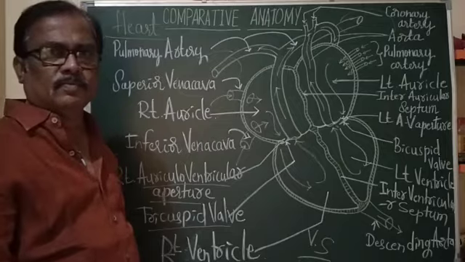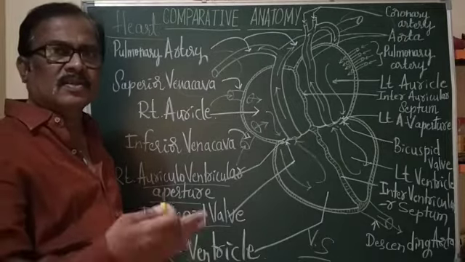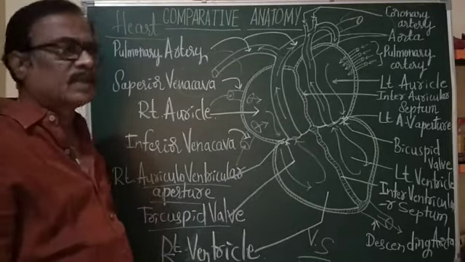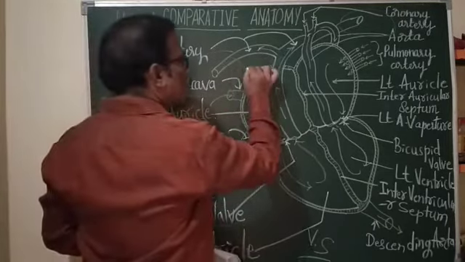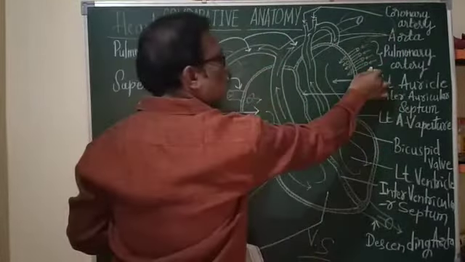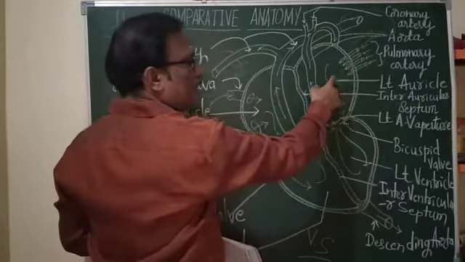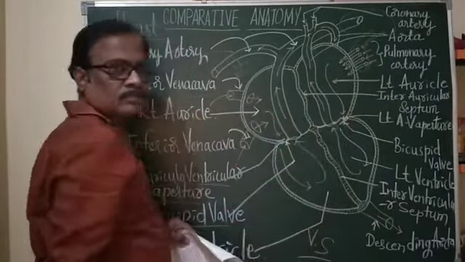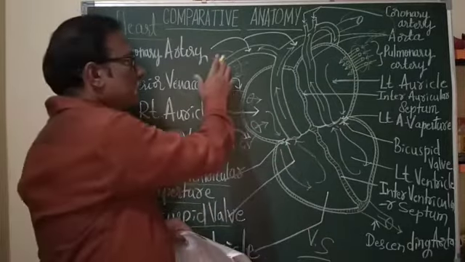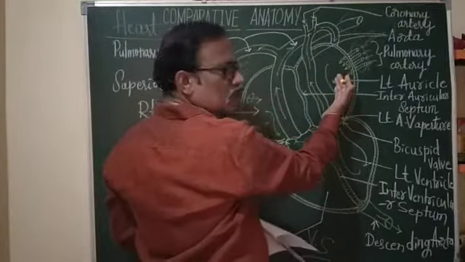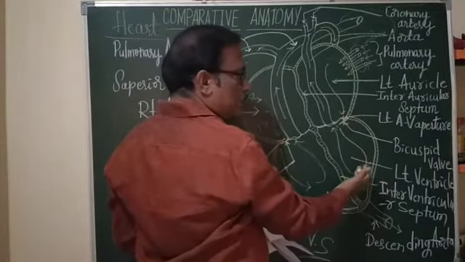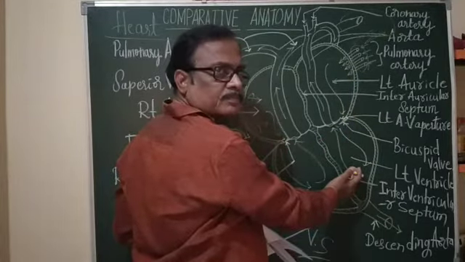So from the lungs, the blood, that pure blood, is taken by the pulmonary veins. Means from each lung, two pulmonary veins, these two and these two, they have shown here. They open into the left auricle. So pure blood from the lungs is taken to the left auricle. So the left auricle opens into the left ventricle.